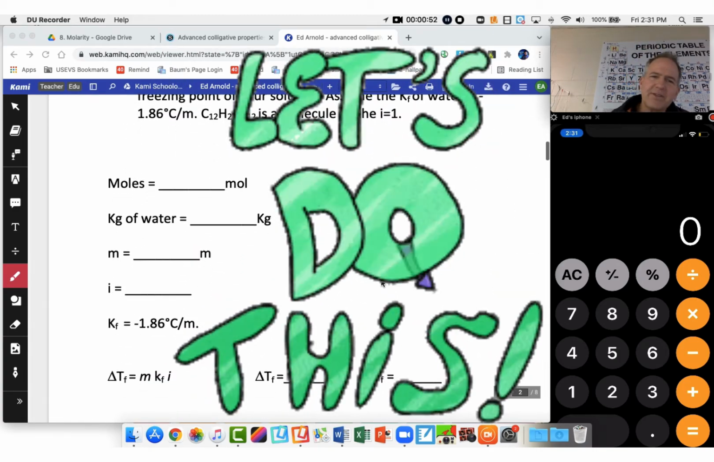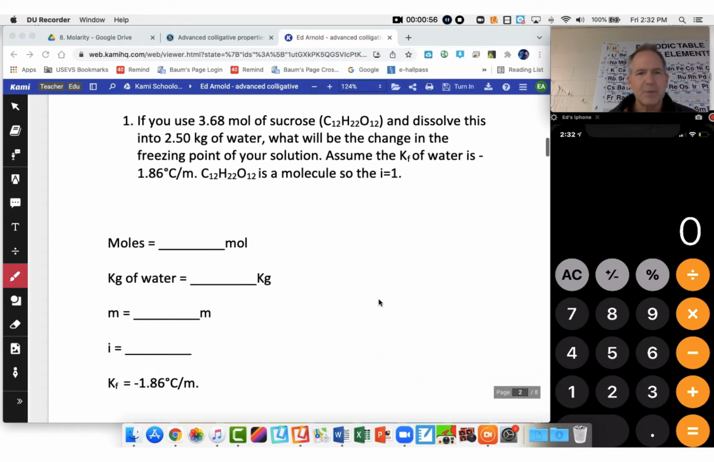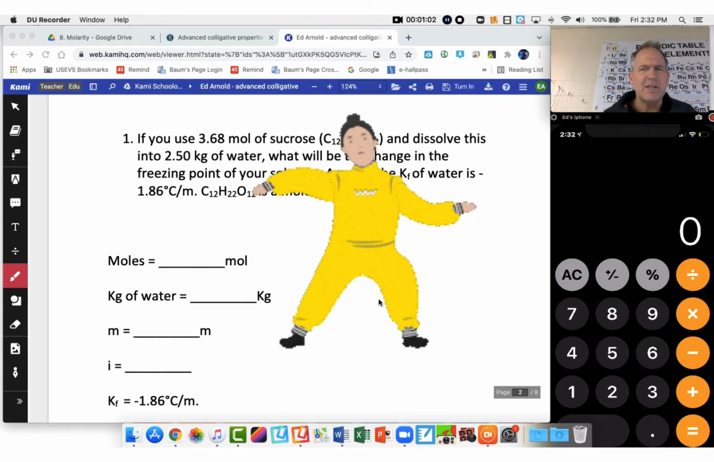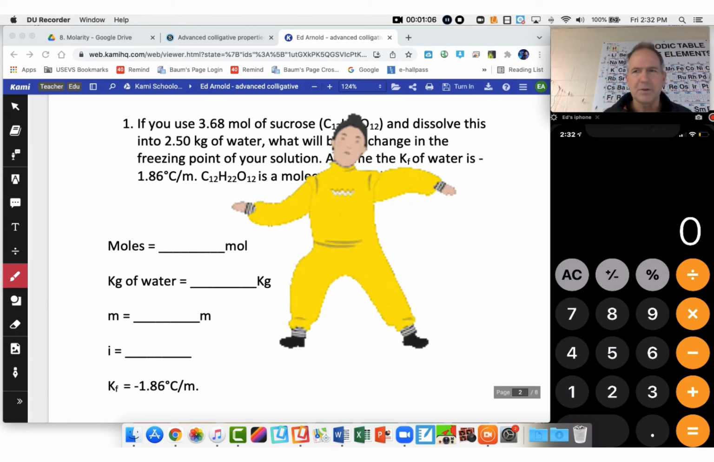Now I've set this up in a way that you have to find the givens and put them down, and also it will help you keep your flow, because that's what you need. You need a flow. You need to know where you're going to go. And so let's read the problem first.